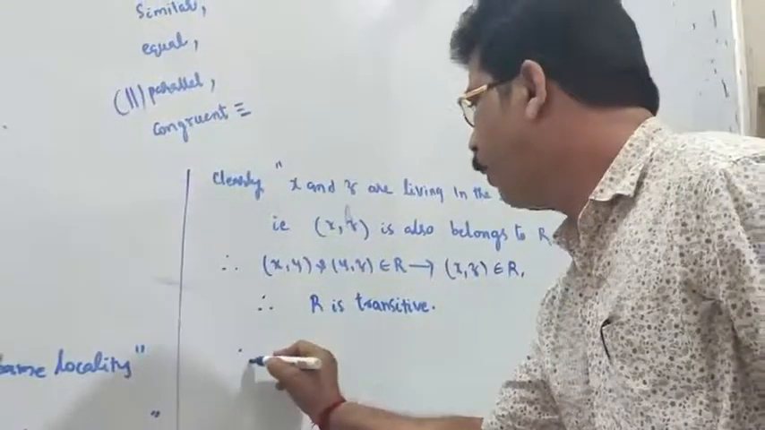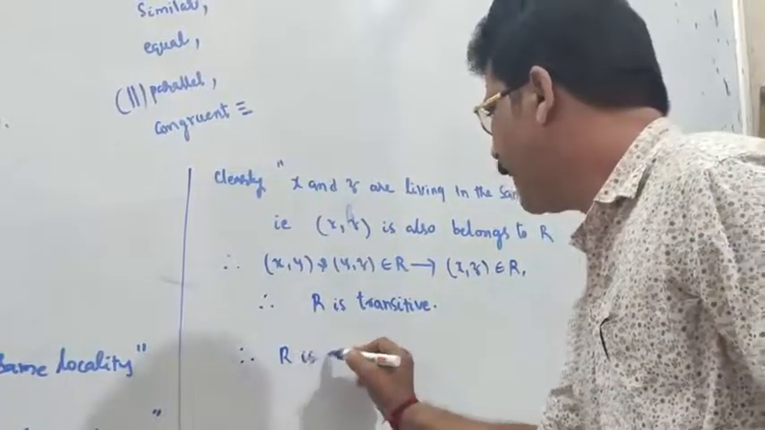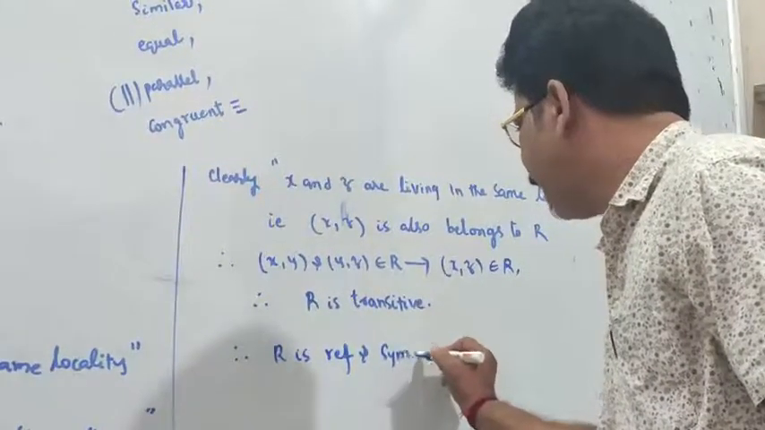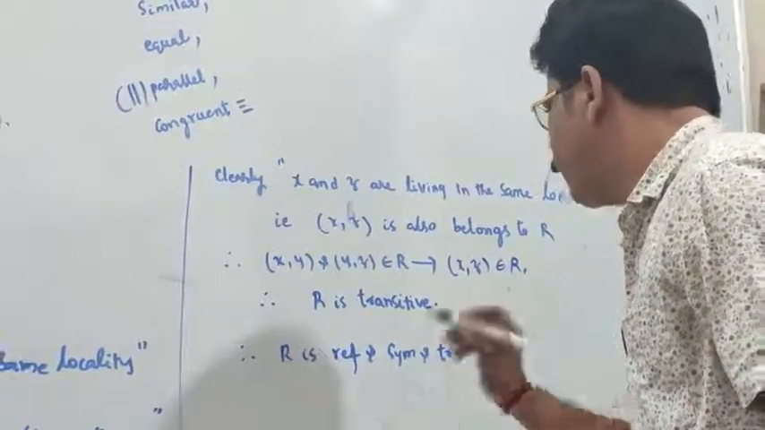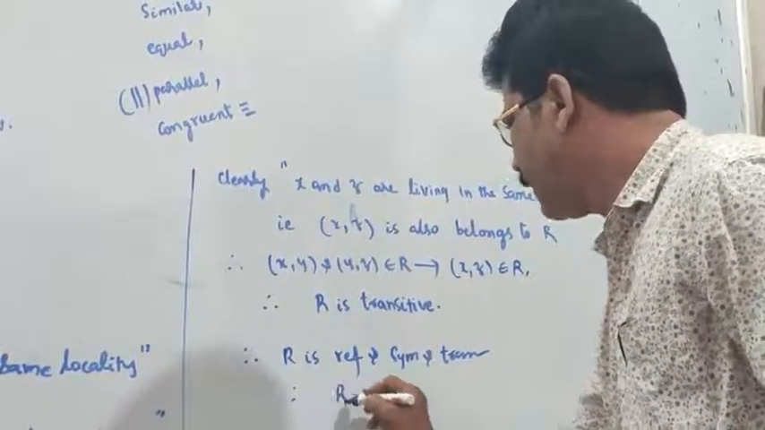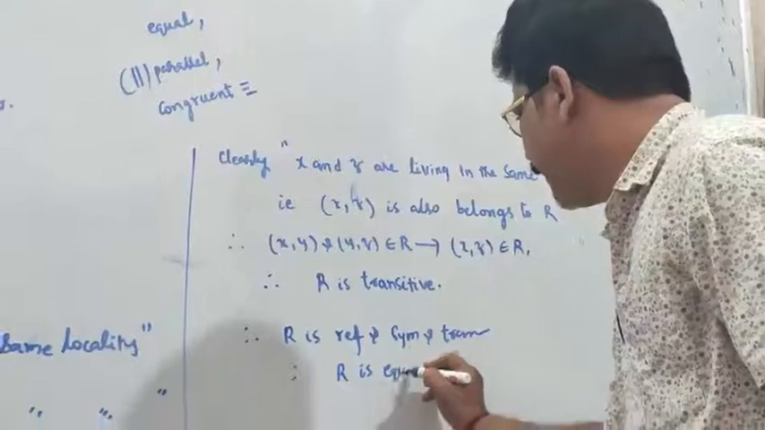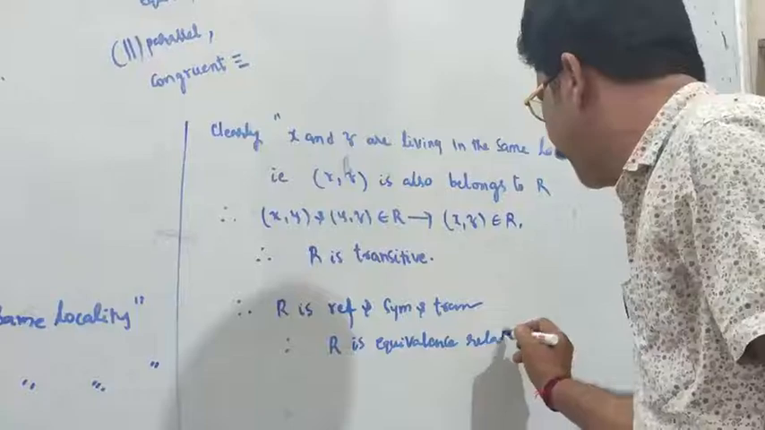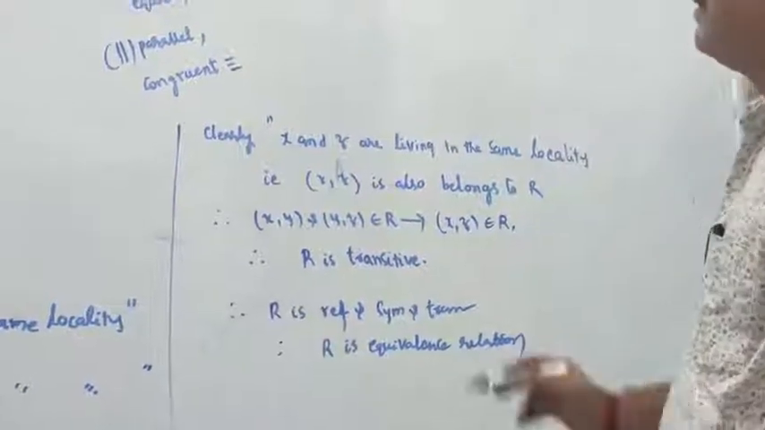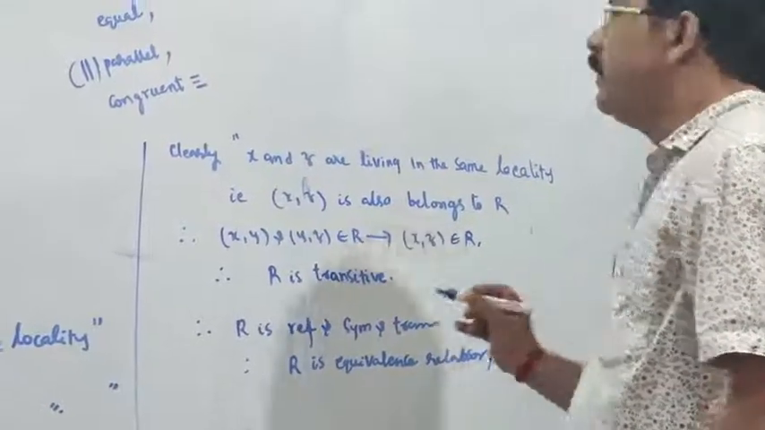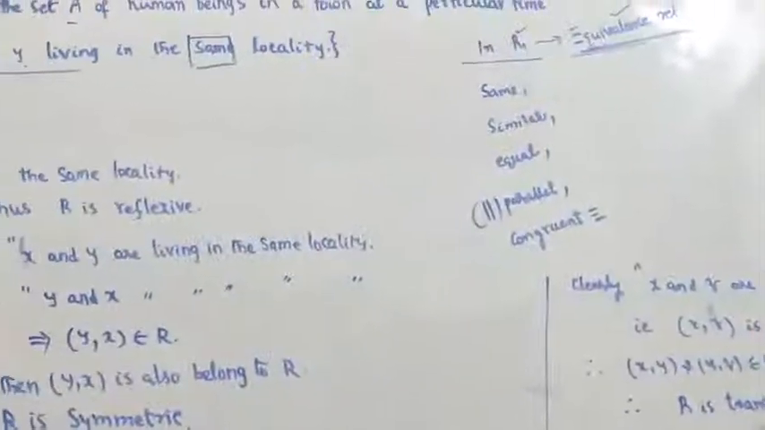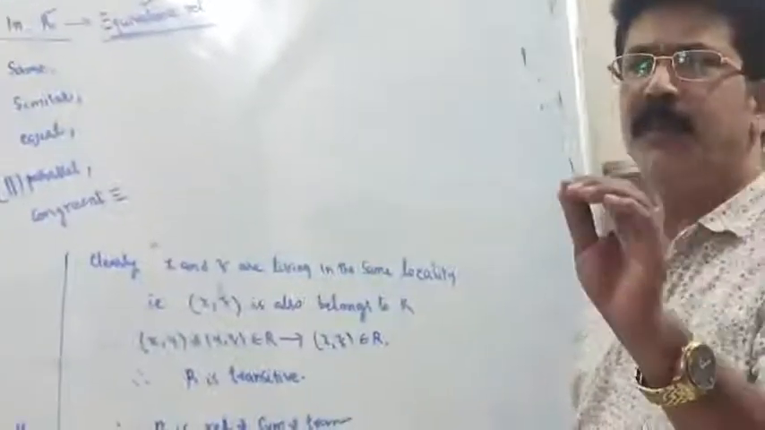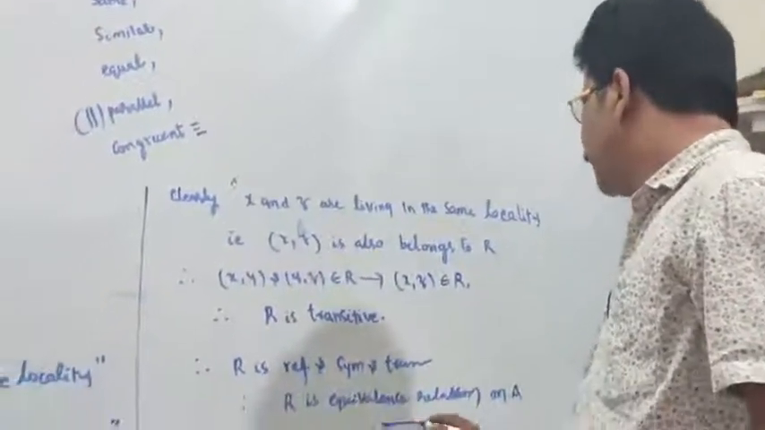Hence, capital R is reflexive, symmetric and transitive. Therefore, clearly capital R is an equivalence relation on the human being set capital A, the main set capital A. A means the set of human beings. Okay, this is over.